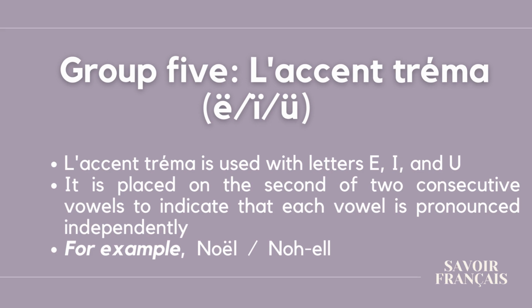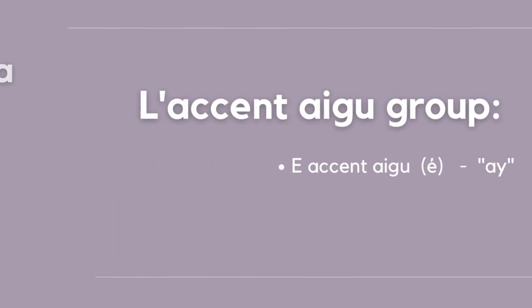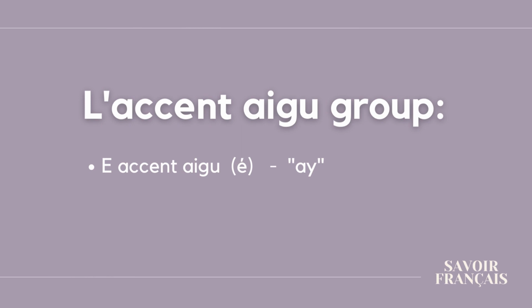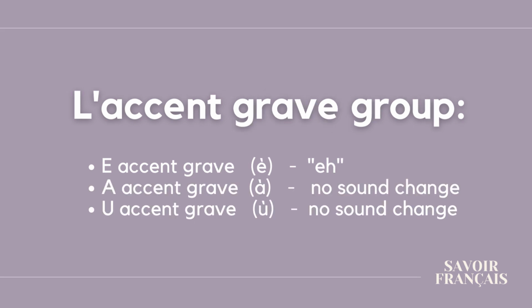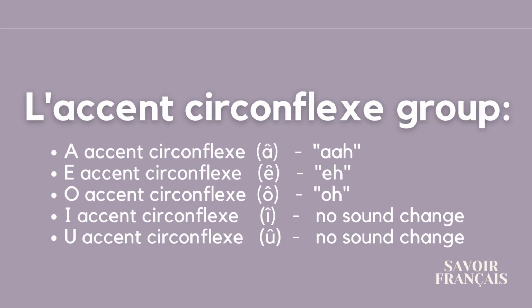Let's recap the pronunciation of the accent marks. E accent aigu is é. E accent grave is è. A accent grave has no sound change, and U accent grave also has no sound change. A accent circonflexe is pronounced as â.